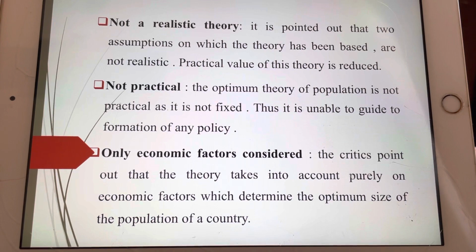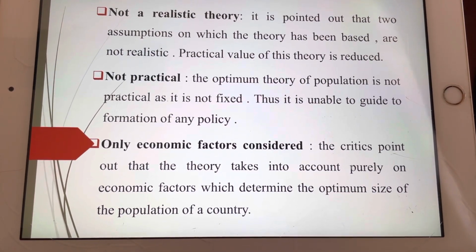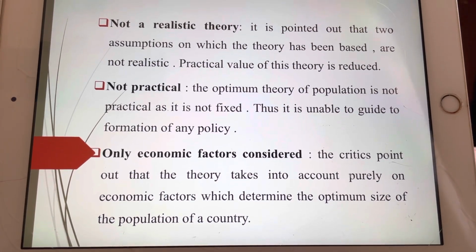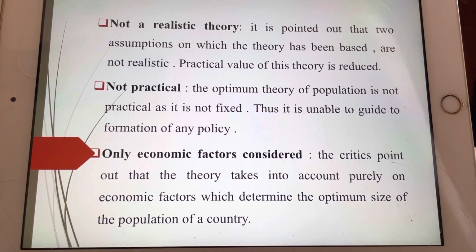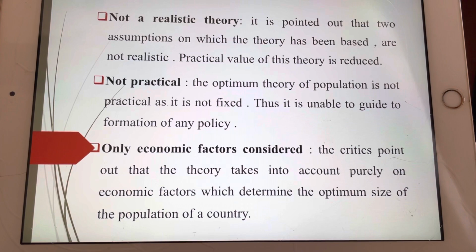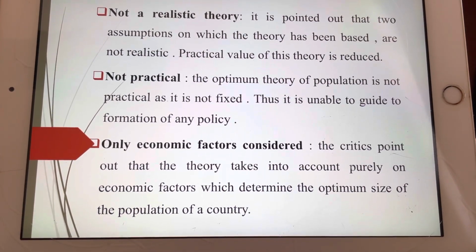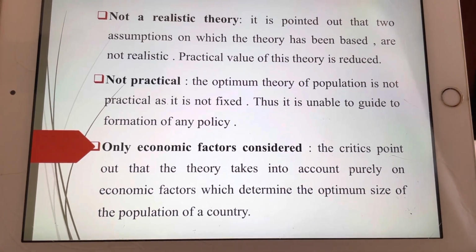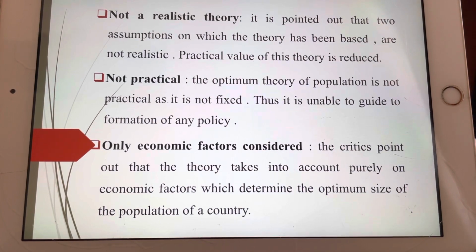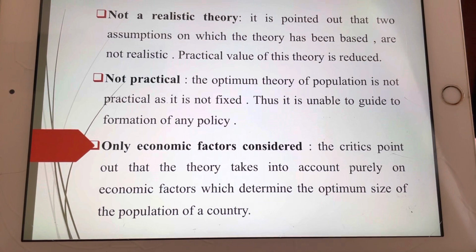The optimum theory of population is not practical as it is not fixed, because that theory is used only for a short period of time. So that's why this is not fixed and we cannot take this theory for a long period of time. Thus, it is unable to guide the formation of any policy. So on the basis of the approach given in the optimum theory of population, the government cannot frame any kind of policy that can be used for demographic purposes.